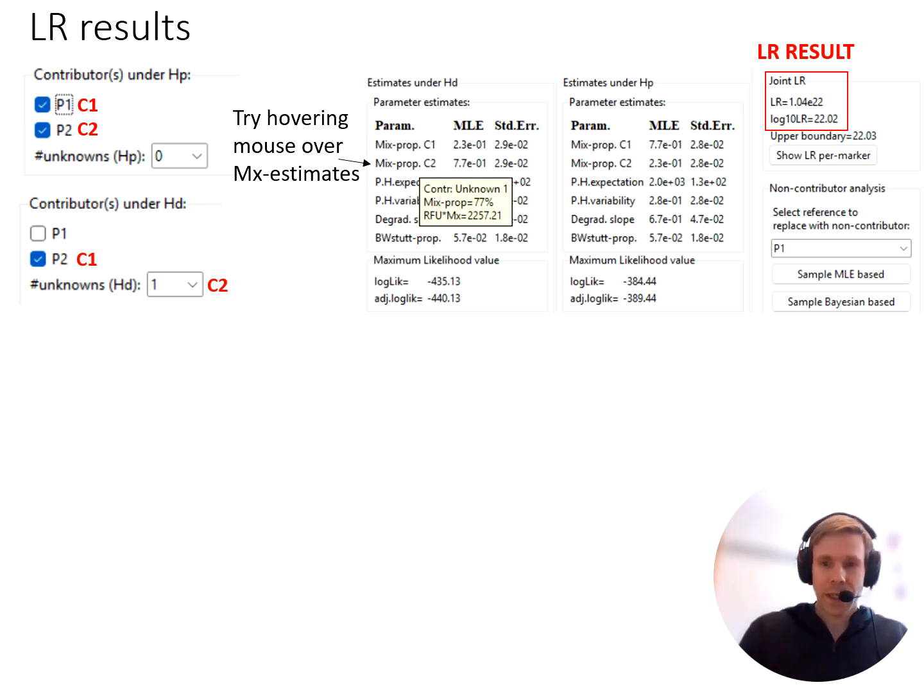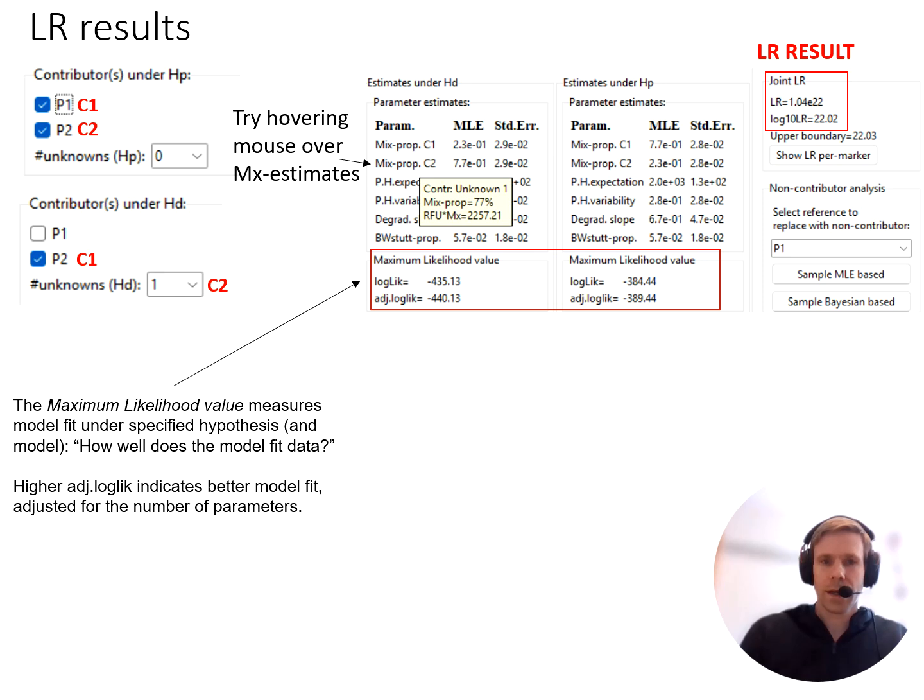Since numbers can be very large, it's easier to read off the log 10 values. Also, we have information about the maximum likelihood values from each model. So the log likelihood values are not informative by themselves, but they are informative when you compare different models. So it is describing how well the model fits the data.